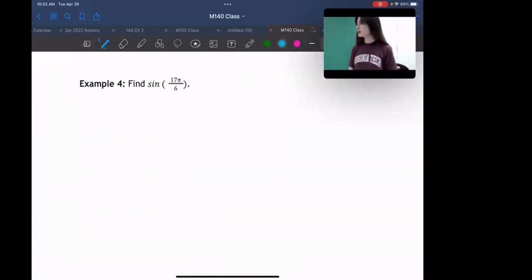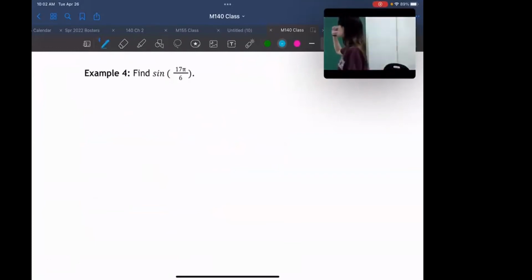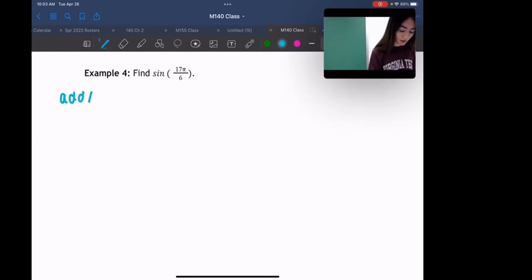We're going to find the sine of an angle that isn't negative, but it's also not on the unit circle. 17 pi over 6 is not negative, but it's way off the scope of the unit circle. Does anyone remember what we did last class to change that angle into something we could work with? Good. We found the coterminal angles, by adding and subtracting 2 pi, which is a full revolution around the circle.